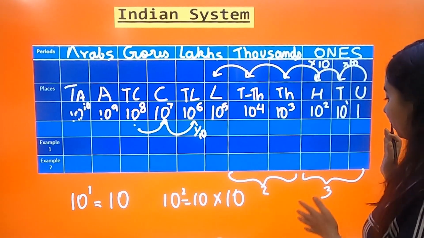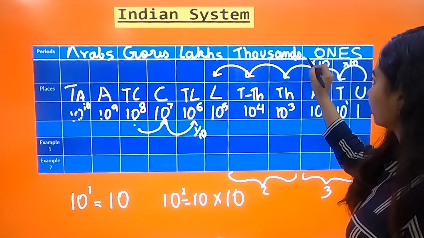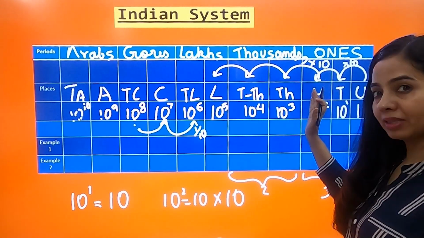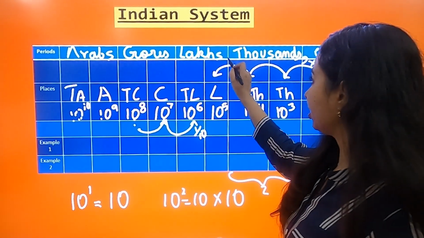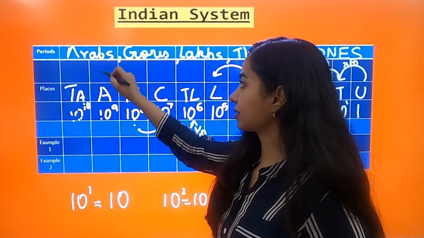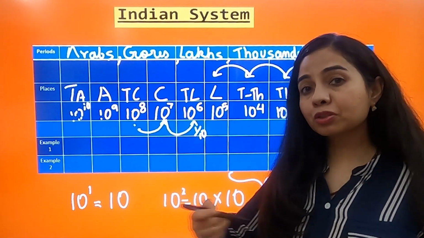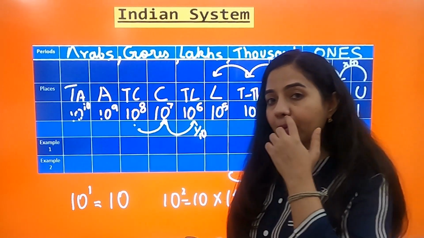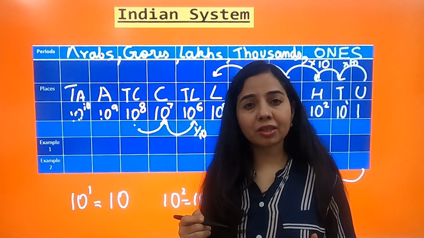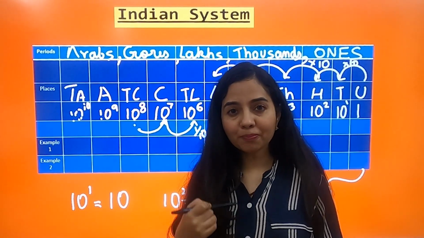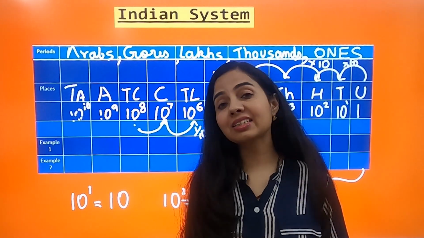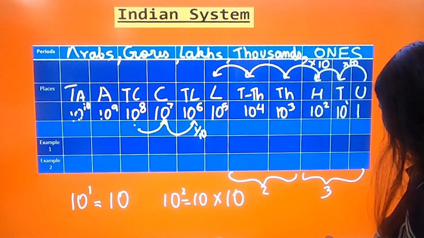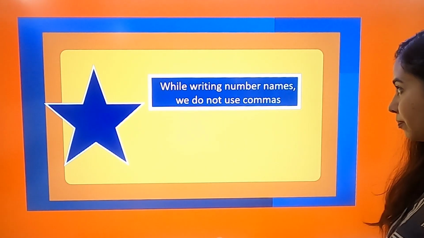Okay, so after ones, put a comma. That is after three places first. Then after every two places. That is the way we put commas in the Indian system. And this is one thing which really helps us to read a number or to understand a number.